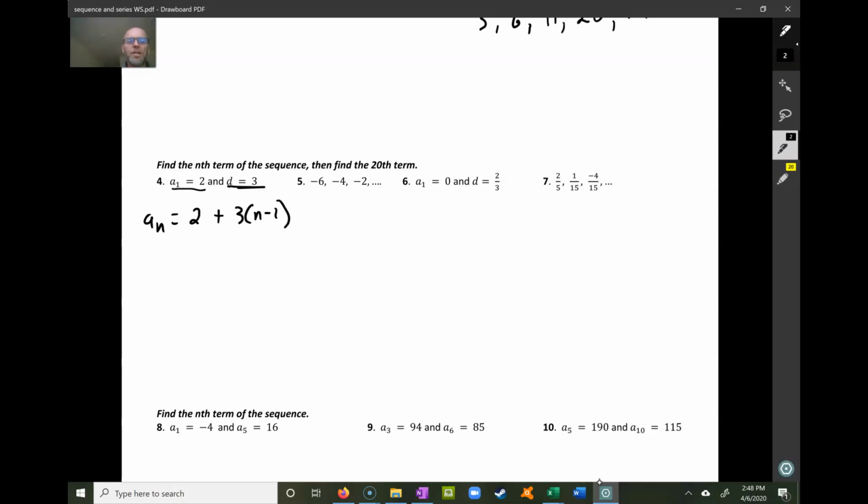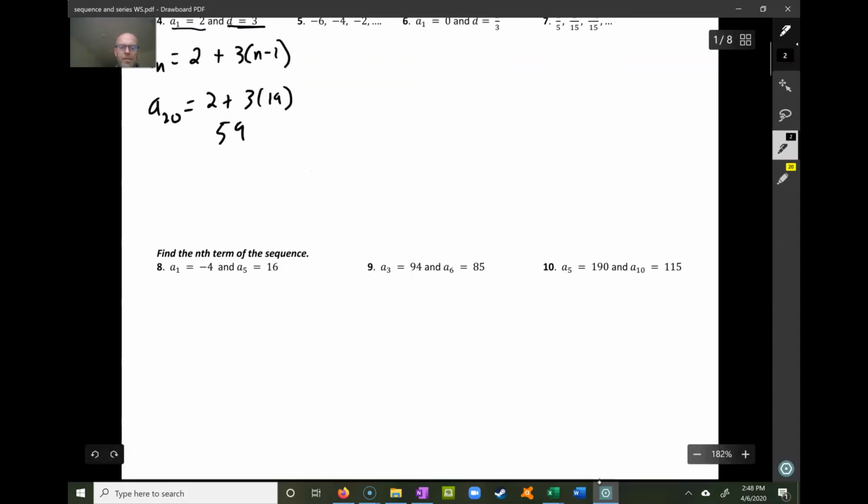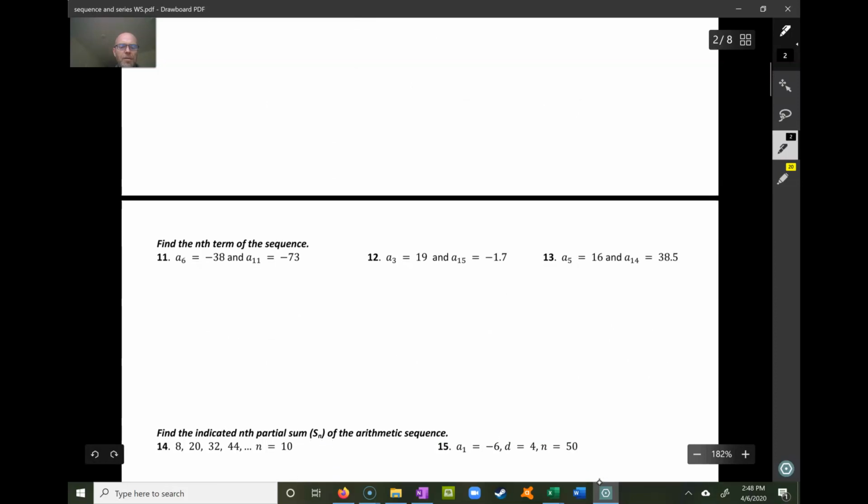So if I want to know what the 20th term is, well, that's the nth term, or in other words, the explicit formula. The 20th term, a sub 20, is equal to 2 plus 3 times 19. So that would be, what, 59? So the 20th term of the sequence would be 59. All right, so there are some examples.